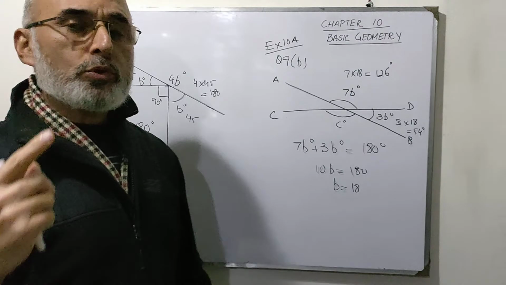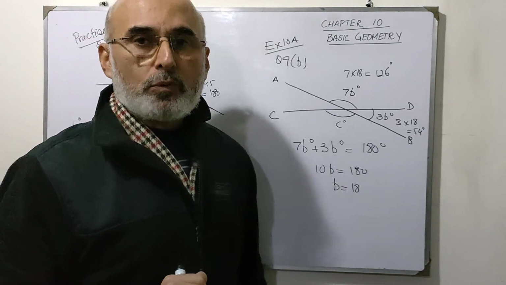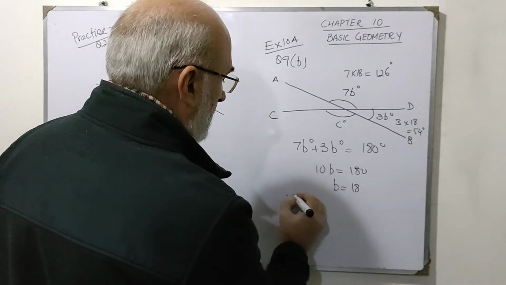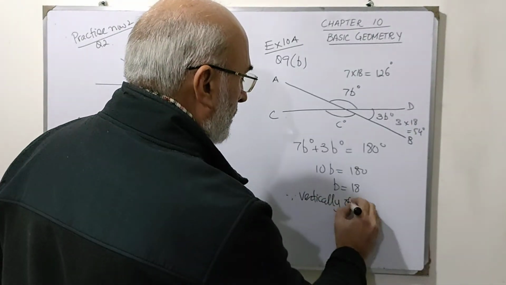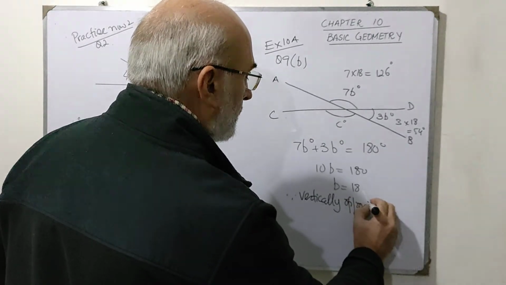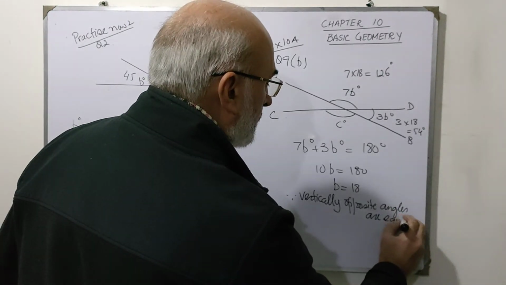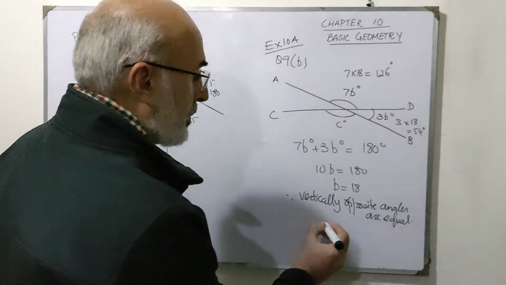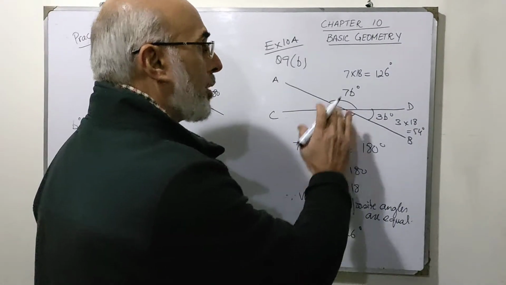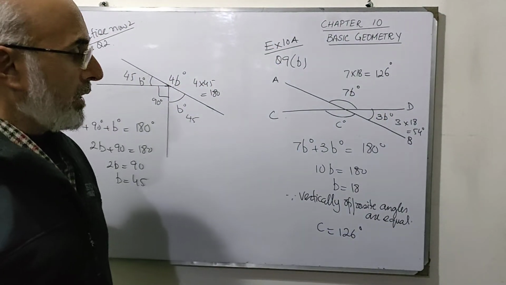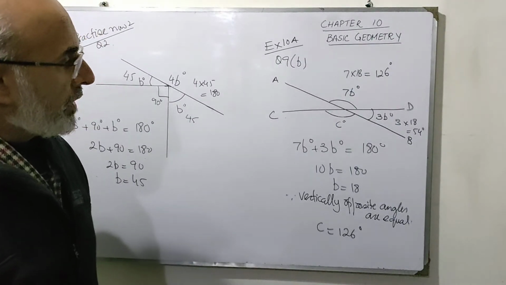If we remember, when two straight lines intersect each other, the vertically opposite angles are equal. So, using that, since vertically opposite angles are equal, it clearly means that C is equal to 126 degrees, because C is opposite to this angle. I hope that you got the ideas of these simple figures.